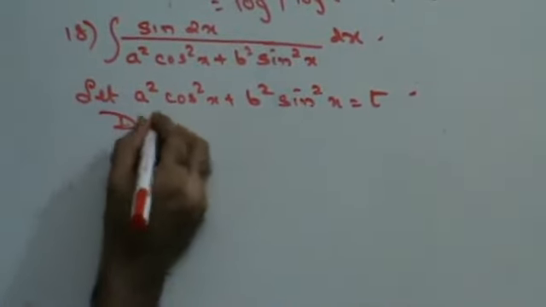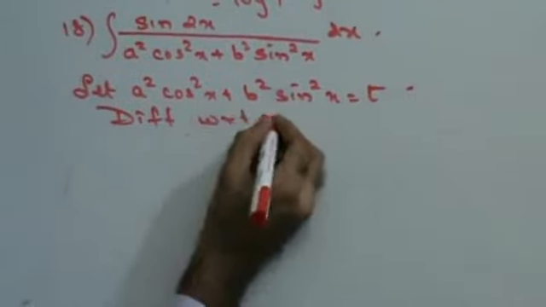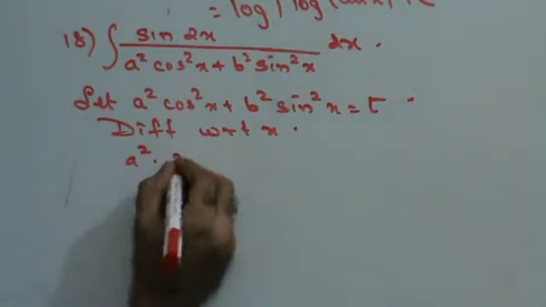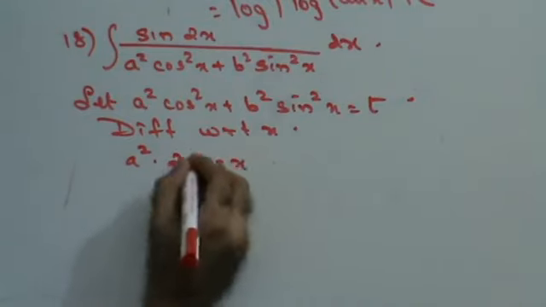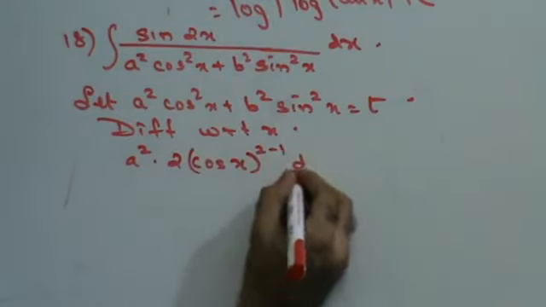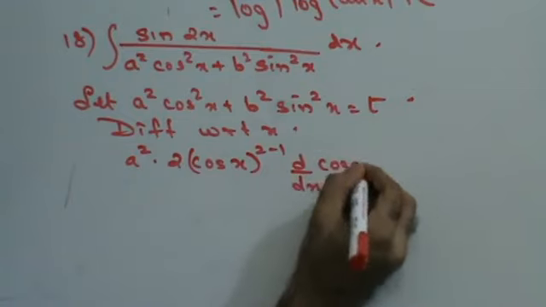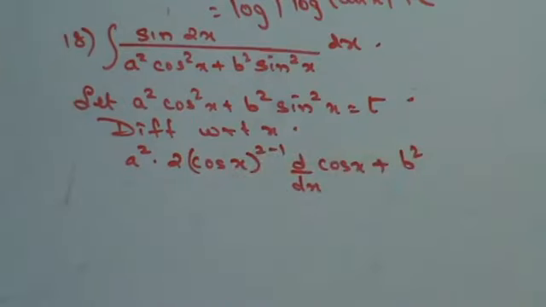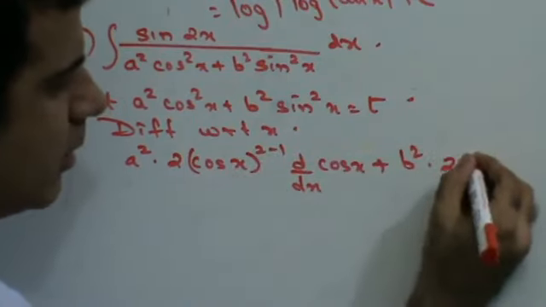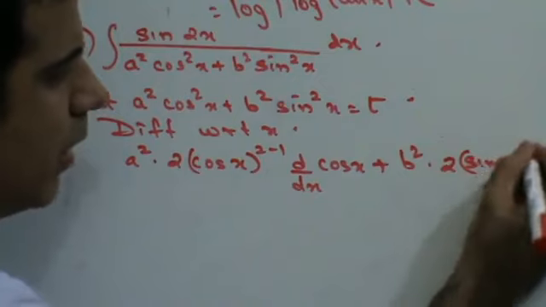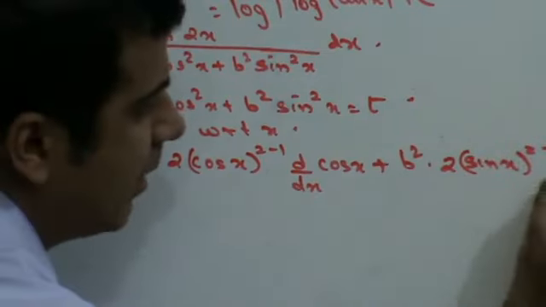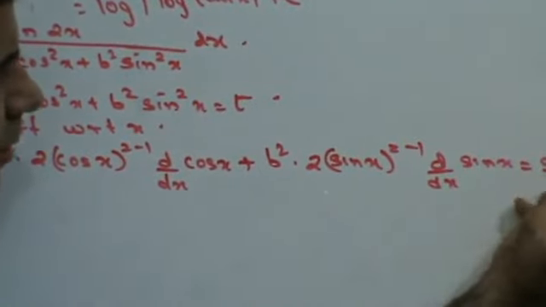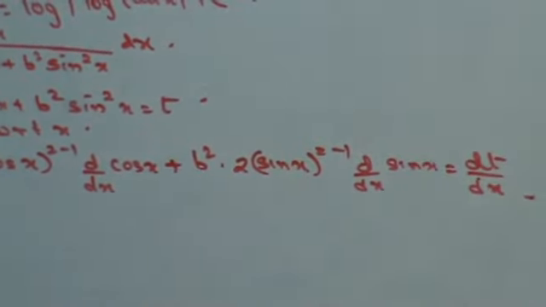Differentiate with respect to x. a square is as it is. d by dx of u raised to n is n u raised to n minus 1 d by dx of u. Same logic there. b square d by dx of u raised to n is n u raised to n minus 1 d by dx of u, is dt by dx. Fine, do we get this?